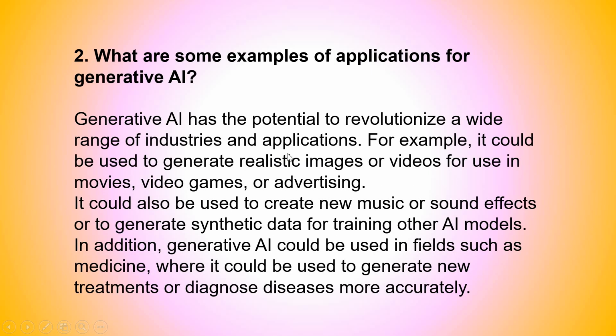Next question, what are some examples of applications for generative AI? Generative AI has the potential to revolutionize a wide range of industries and applications. For example, it could be used to generate realistic images or videos for use in movies, video games, or advertising. It could also be used to create new music or sound effects or to generate synthetic data for training other AI models. In addition, generative AI tools can be used in fields such as medicine, where they could be used to generate new treatments or diagnose diseases more accurately.